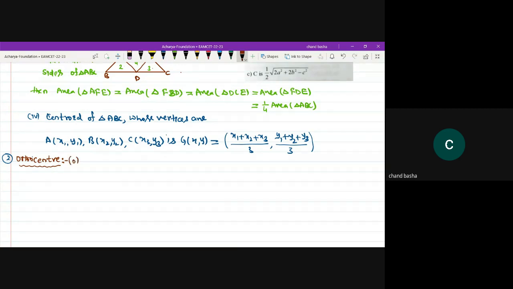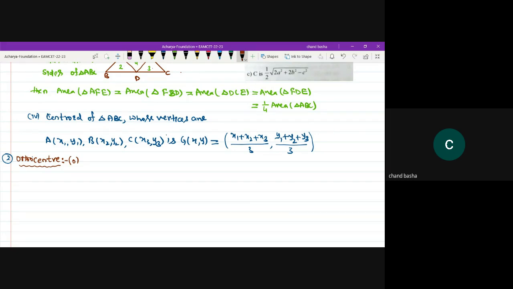The students, whenever I ask for the orthocenter, they will write the circumcenter. Whenever we ask for the circumcenter, they will write the orthocenter. It always creates some problem. So for the circumcenter, you have to remember a circle center. Circumcenter means it is a circle center. It's a simple thing.